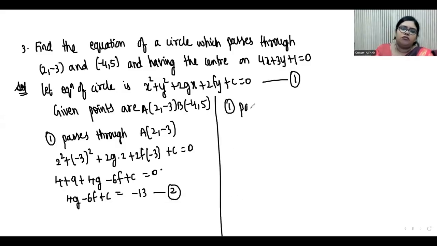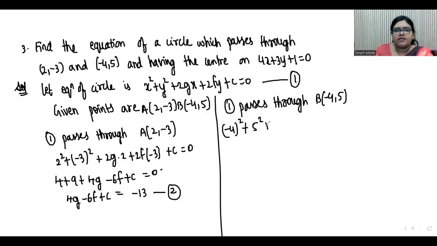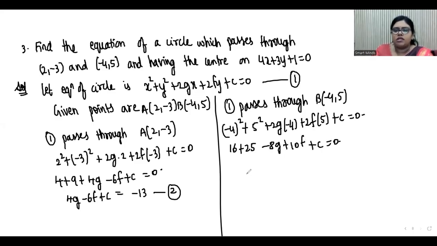Now equation number 1 passes through the second point. What is the second point? B(-4, 5). So (-4)² + 5² + 2g(-4) + 2f(5) + c = 0. So 16 + 25 - 8g + 10f + c = 0. So -8g + 10f + c = -41. This is equation number 3.